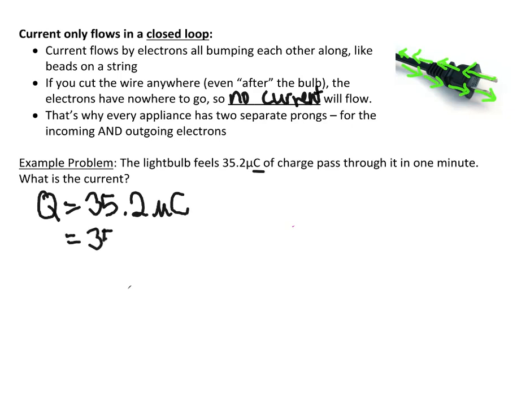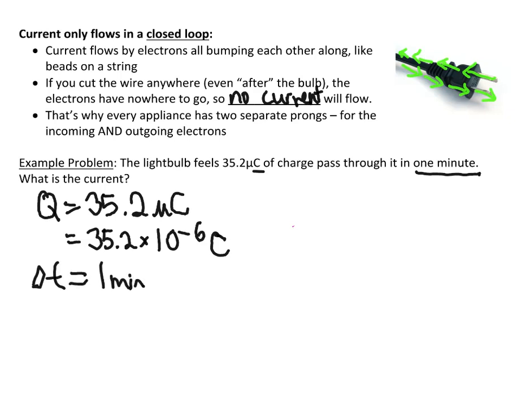And if you remember from our very first unit, it's a long time ago, micro is times 10 to the negative 6. So let's get that into nice SI units. That micro will be 10 to the negative 6. So that's Q, your charge. And we're told that it takes 1 minute for this charge to pass through the bulb. So that means delta T is 1 minute, also not an SI unit. It's going to be 60 seconds.